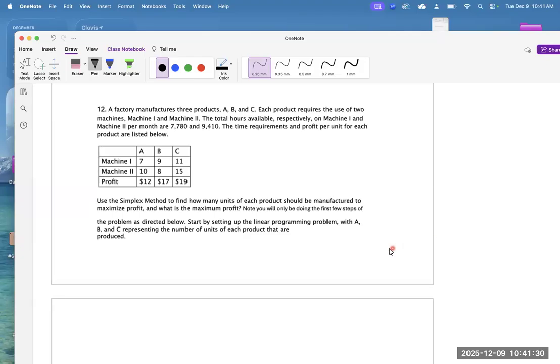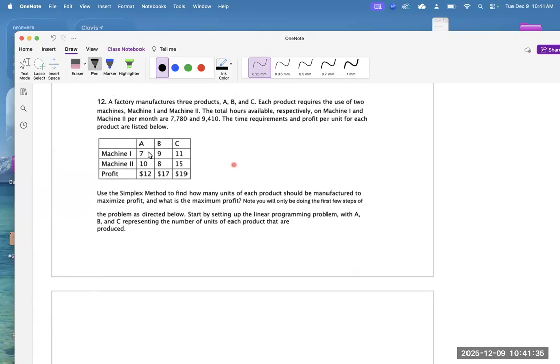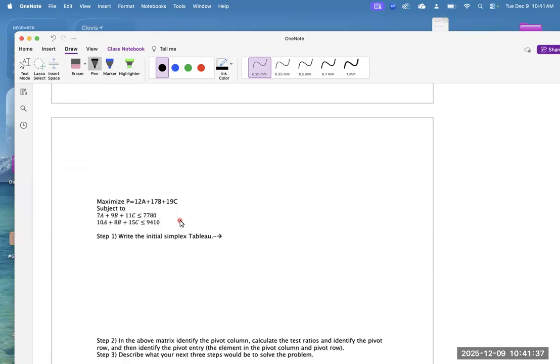Is number 12 on the practice test? So you're given this equation that you need to maximize, and then you're given these subject to these equations. So first of all, you need to write the initial simplex tableau. You do that by adding slack variables to both of these subject equations.